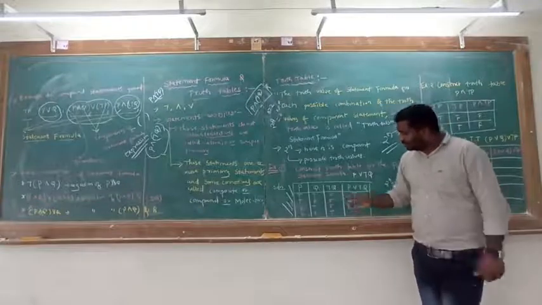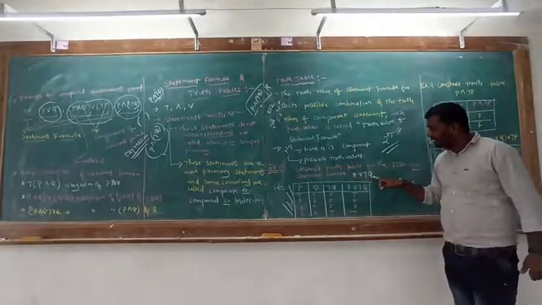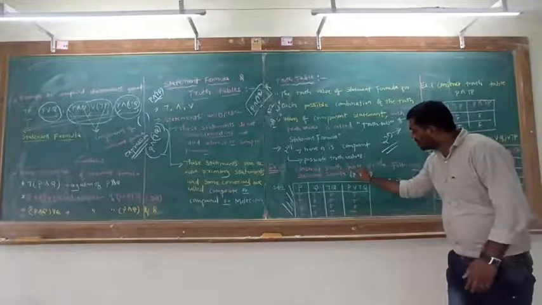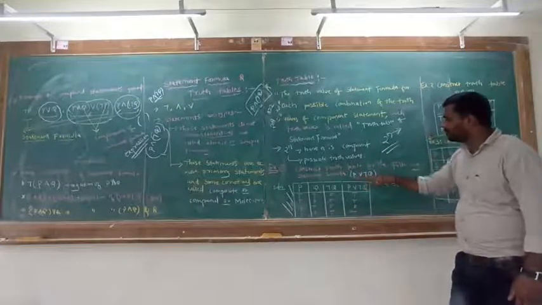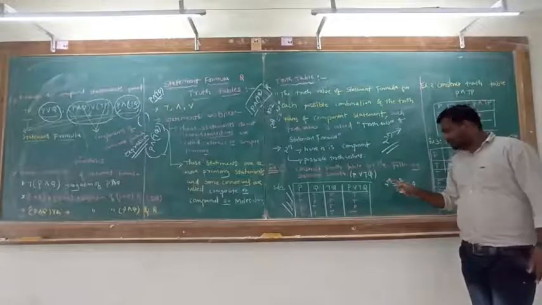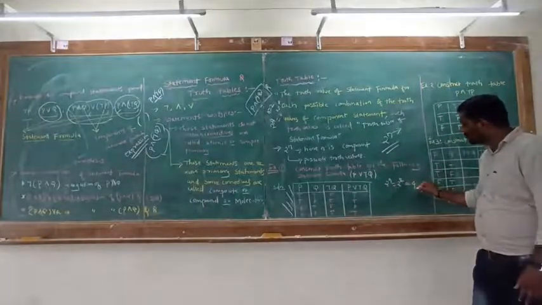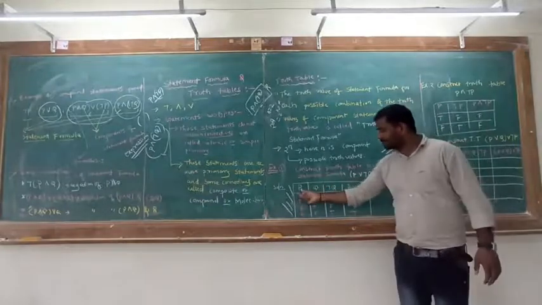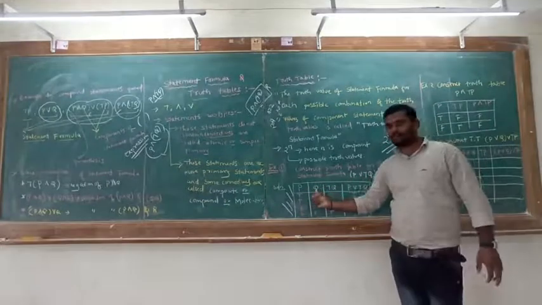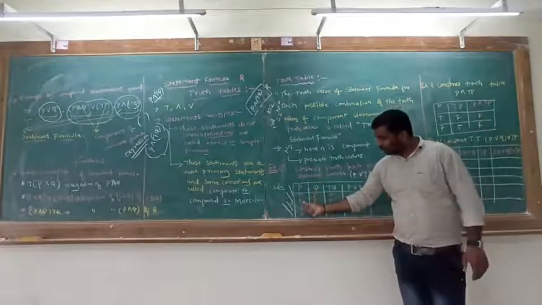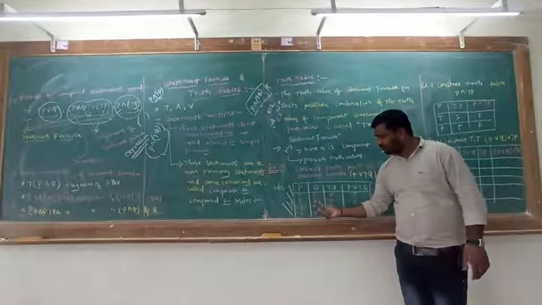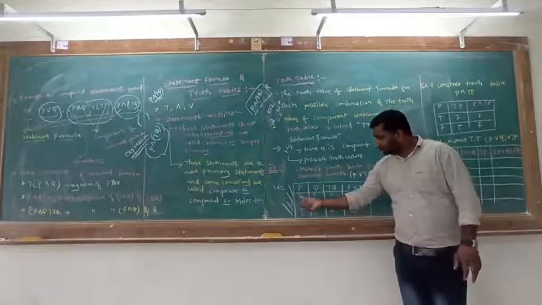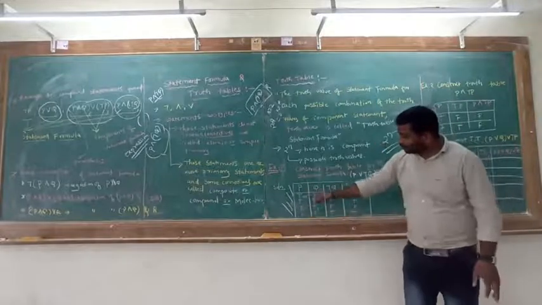What is the number of components? P and Q, there are 2 components in this statement formula. So 2 raised to 2, that is 4 possibilities. Write P as it is, write Q as it is, whatever the number of components. So true, true, false, false for P, and true, false, true, false for Q. This is the possibility, so a total of 4 possibilities will be there.